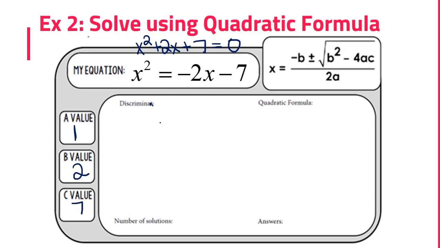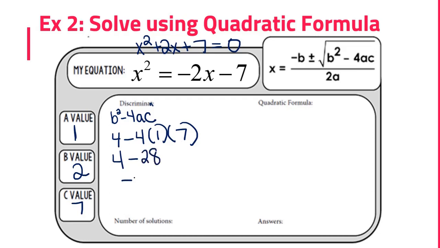Let's find our discriminant. So b squared minus 4 times my a times my c. So b squared is 4, right? Because it's 2 squared. Minus 4 times my a times my c. So 4 minus 4 times 1 times 7, that'd be 28. So I'm going to get negative 24. That is a negative discriminant, which means we're going to have imaginary solutions, and it's going to be 2 of them, okay? There is going to be an i that's going to show up.